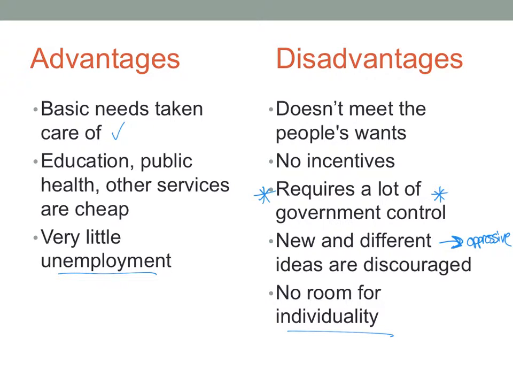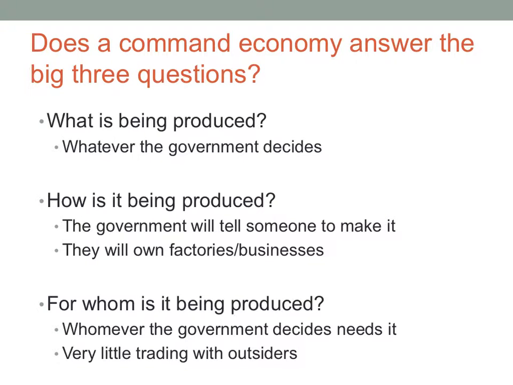Okay, when we look at our big three questions, what is being produced? The government decides it. How is it being produced? Again, the government's going to decide that. The government is going to own the factories, okay? So people aren't really making a profit off of it. It's the government. And who is it being produced for? Most of the time, just for their people.